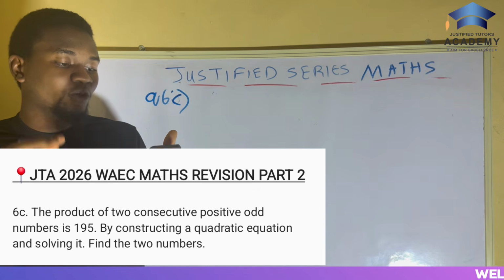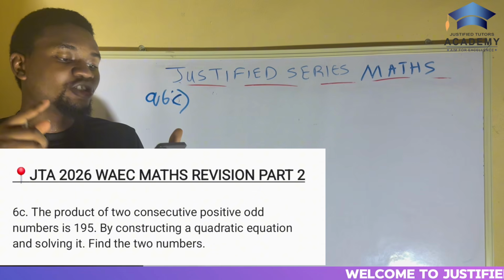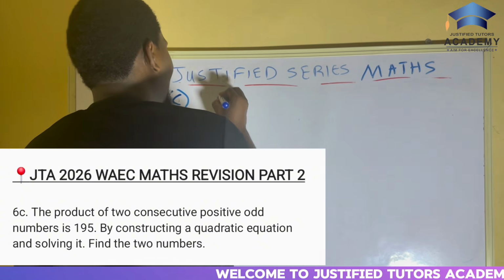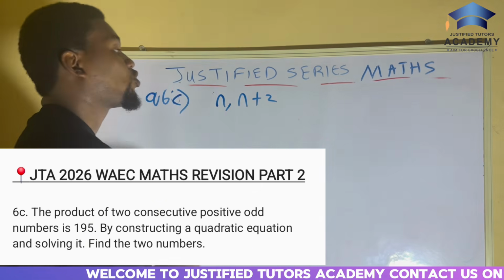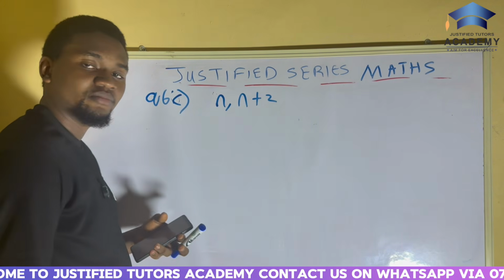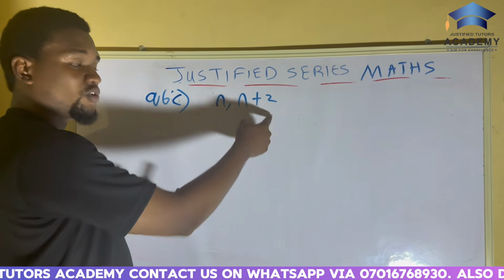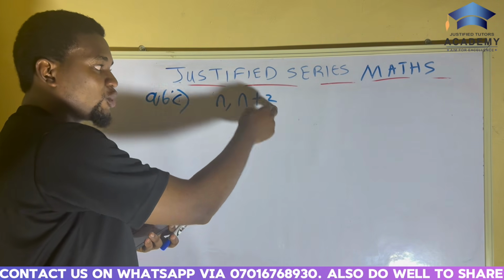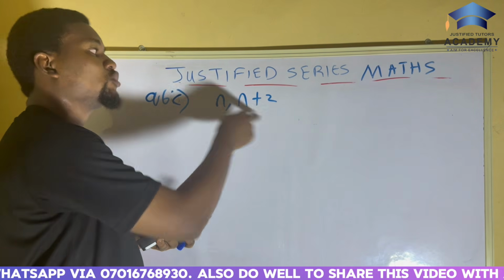So how do you solve this question? The first thing you say is, let the two consecutive positive odd numbers be n and n plus 2. Now you might ask yourself, why are we using n and n plus 2? It's because if n is equal to 1, 1 plus 2 gives us 3. You cannot say n plus 1, because you'll be having an even number here. So this is the right one to use.